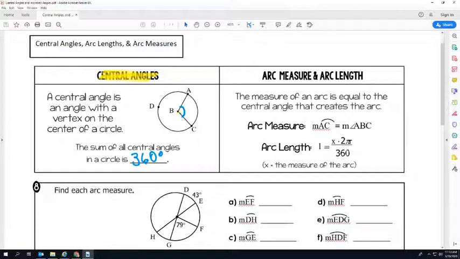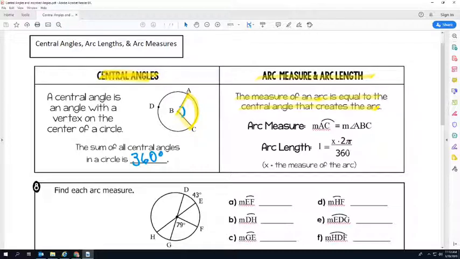All right, now we need to relate that to arc measure and arc length. The measure of an arc of a circle is equal to the central angle that creates that arc. So in this picture, this arc AC will be the same measure as the angle ABC. So this angle, whatever its measure is, will be the same as that arc measure.